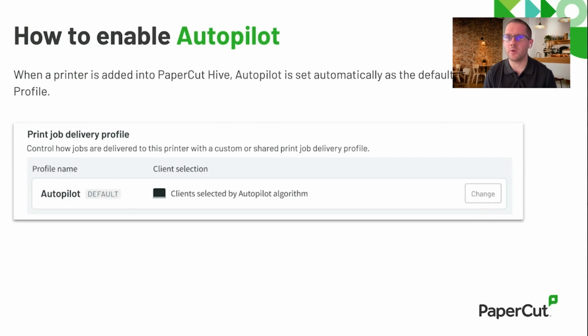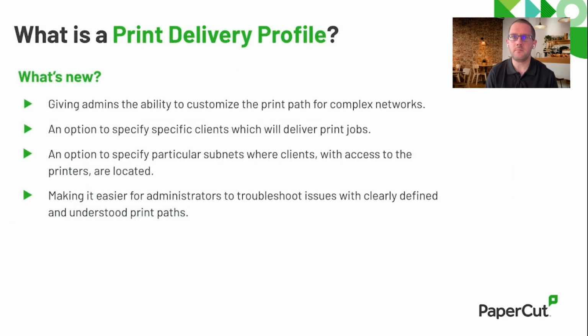So autopilot, what do you need to do to enable it? Well, absolutely nothing. As I mentioned, we're gradually rolling this out to customers with the aim for it to be live for every customer by the 30th of September, at which point they'll then see this in the UI as the default routing that's being used, and they'll also see the option for print delivery profiles in the UI. If you've asked for early access, then you will see this as of today, so you can jump in and have a look at that.